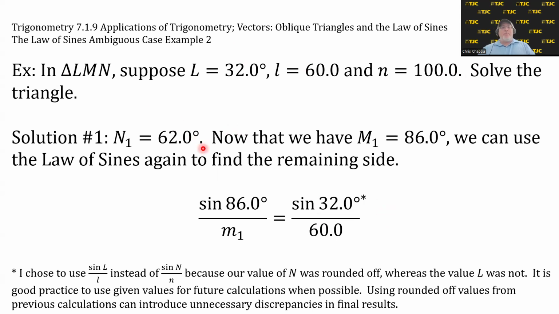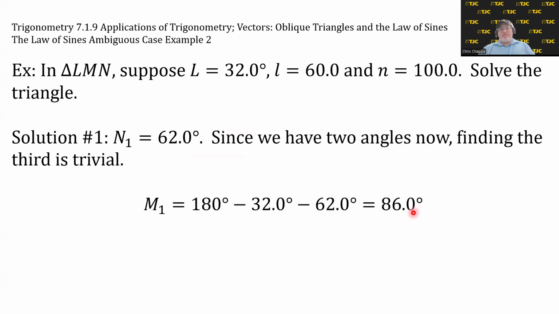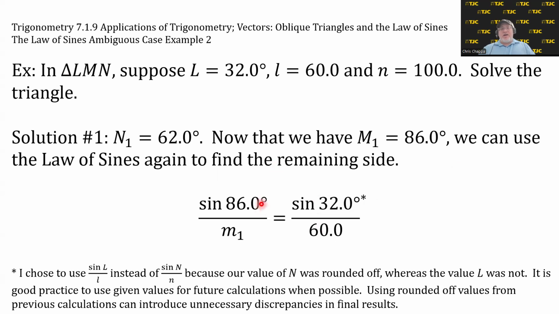The angle for 60.2.0 was rounded, and you may argue, yeah, but we use that to get the 86.0 as well, and you're right. The 86.0 is rounded, but we had to use that to find side M. Angle L was given to us and not rounded, so always try to use given information as much as possible. Try not to use rounded information in intermediate calculations. It prevents discrepancies in final results.